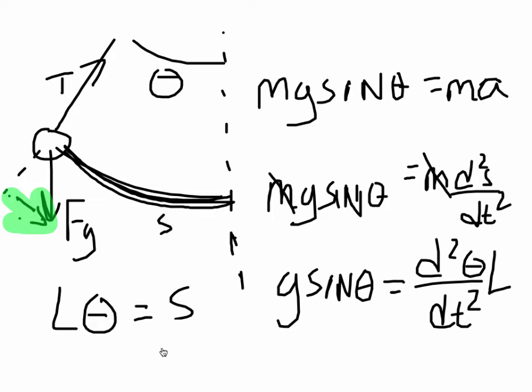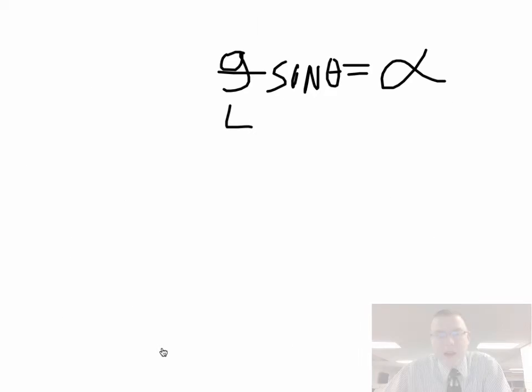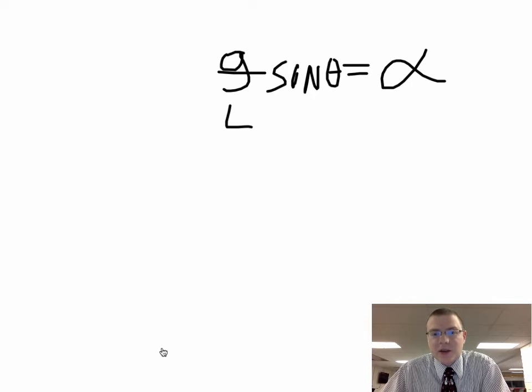And if I want to get just acceleration by itself, I can divide the L over. So again, my acceleration is going to depend on two things: the gravitational acceleration of the planet I'm on and the length of my string, which we said the length was known, but the g was not known. So let's solve for that acceleration. So the angular acceleration here is going to equal g over L sine of theta.